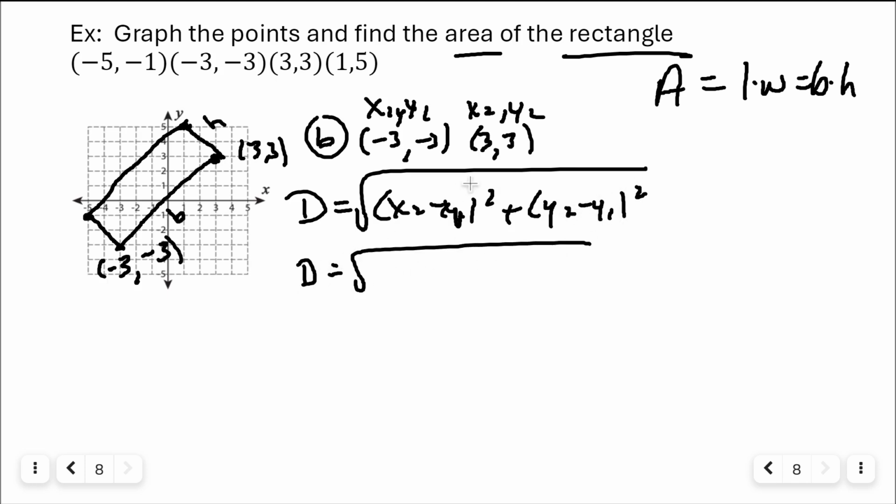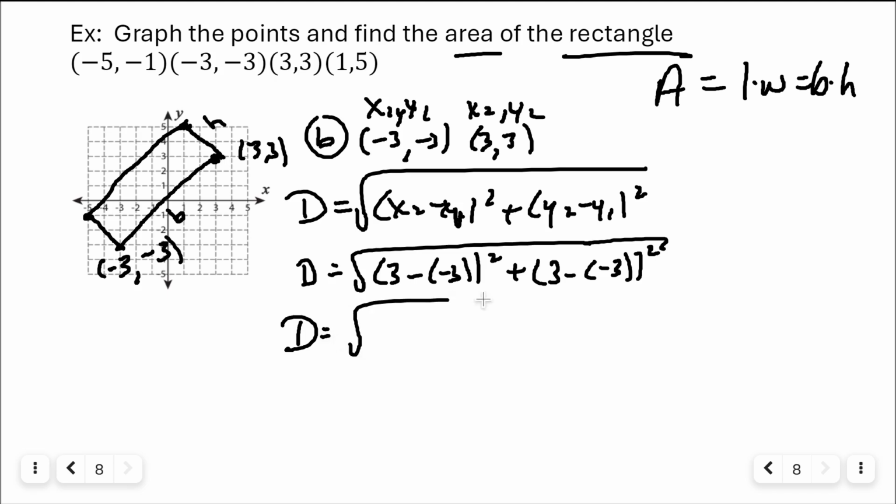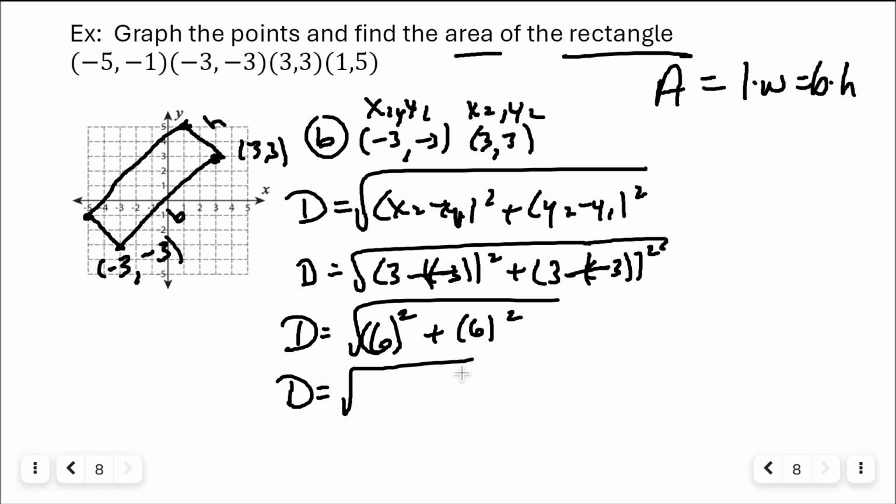Okay, here we go. x2 is 3 minus x1 is -3 squared. y2 is 3. y1 is -3 squared. So my distance is, 2 negatives make a positive, 2 negatives make a positive, 3 plus 3 is 6 squared, plus 3 plus 3 is 6 squared. So that's 36 and 36, which is the square root of 72. So this side is the square root of 72.